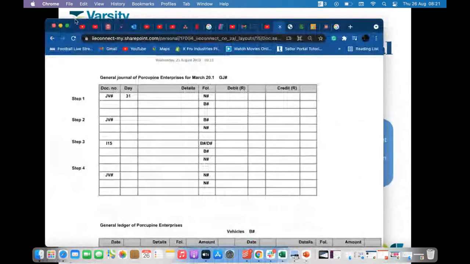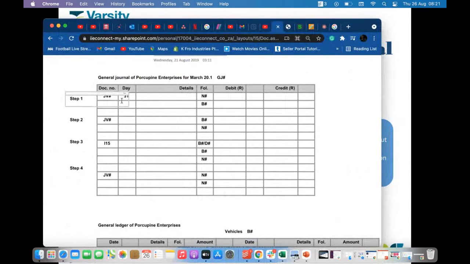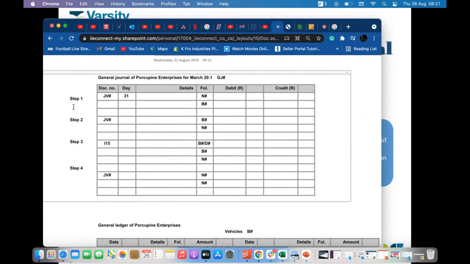Why are we doing that? Remember, assets increase on the debit side, so this account should have a debit balance. Since it's been having a debit balance this whole time, to remove it we obviously need to credit. So for this vehicle, we're removing the cost price.